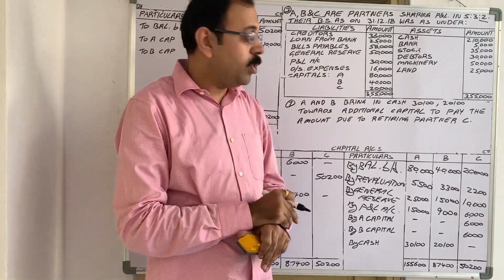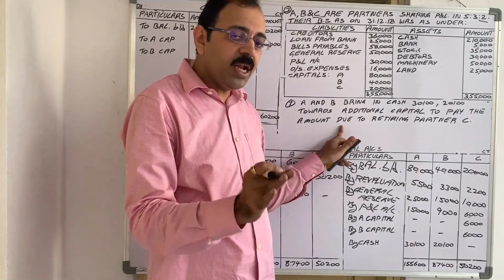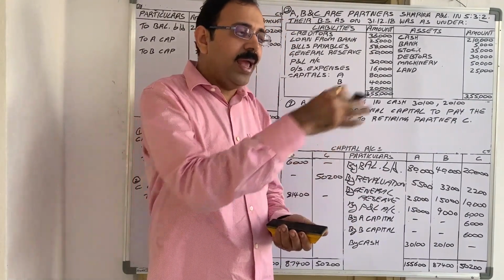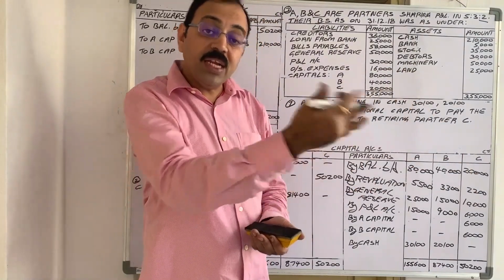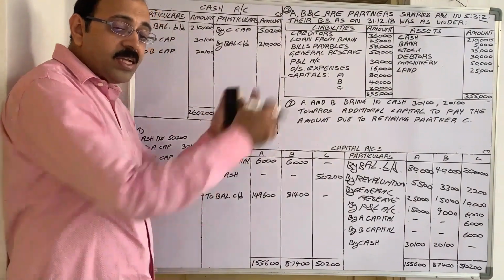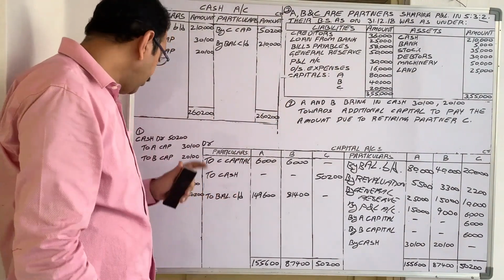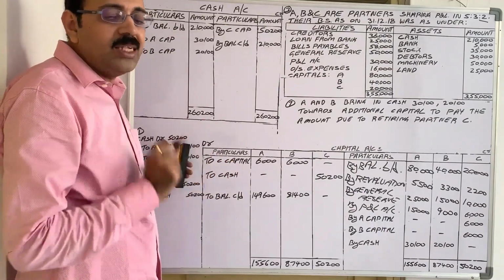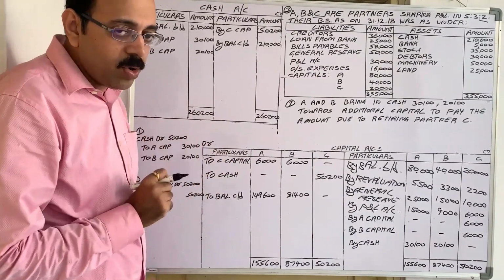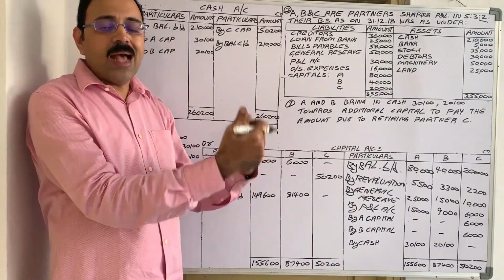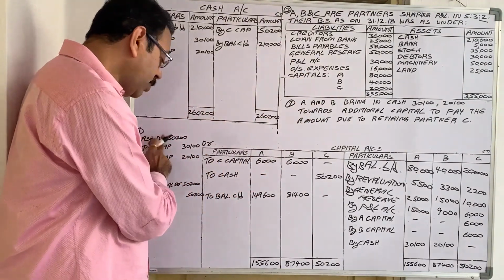Now in the third problem, the new point is that we immediately paid this due amount, and to pay that amount, existing partners are bringing additional capital. So what is the entry for that? Cash is coming to the firm, therefore cash account debit. Because cash is an asset. Asset comes under real account. Real account rule: debit what comes in, credit what goes out. As cash is coming, cash account is debited.